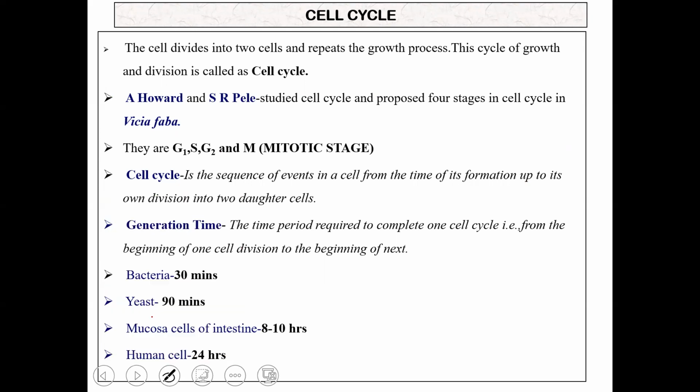So if you see the definition, the cell divides into two daughter cells and repeats the growth process. This cycle of growth and division is called cell cycle. So we can say cell cycle equals cell growth plus cell division.